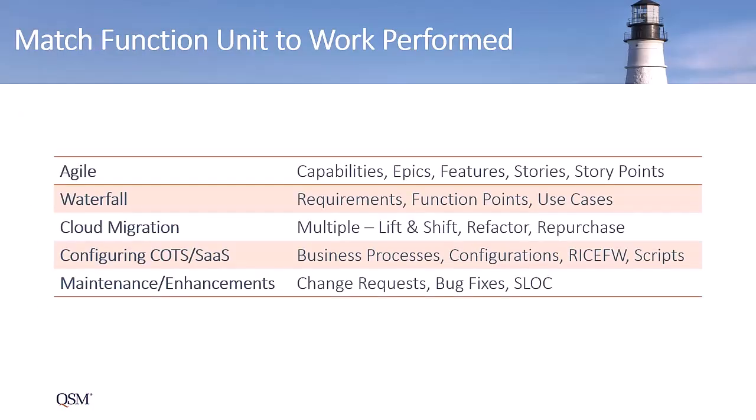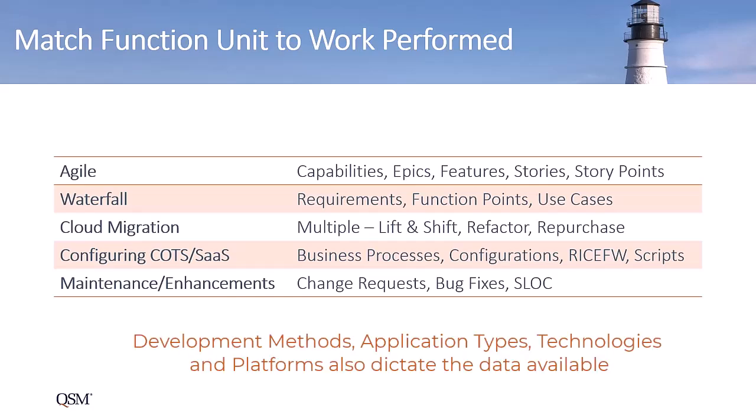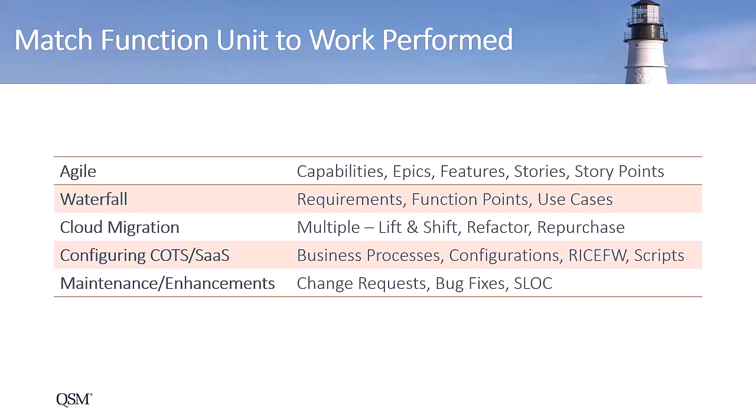In episode 3, we said the sizing method you choose is largely determined by where you are in the development lifecycle because that dictates the amount of data available. When choosing a function unit, a good question to ask is, what type of work will you be performing? Development methods, application types, technologies, and platforms also dictate the data available. Here are some common examples.